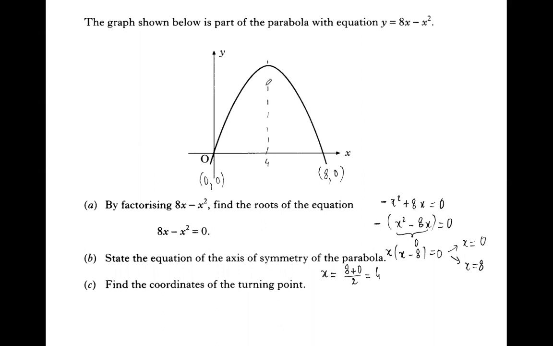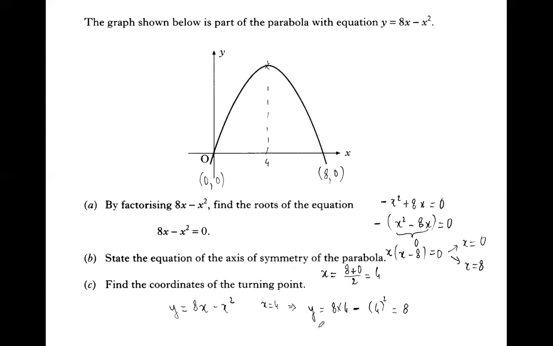Now, the turning point is when x equals 4. So you look here. You just say y equals 8x minus x squared when x equals 4. y equals 8 times 4 minus, but this time it's just 4 squared. 32 minus 16 is 16.